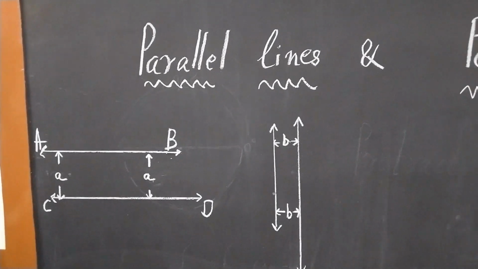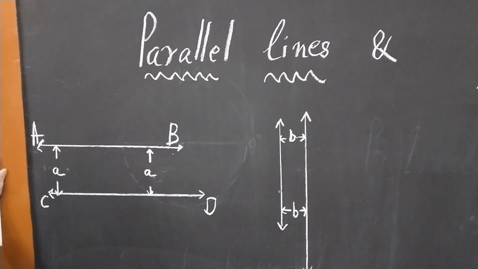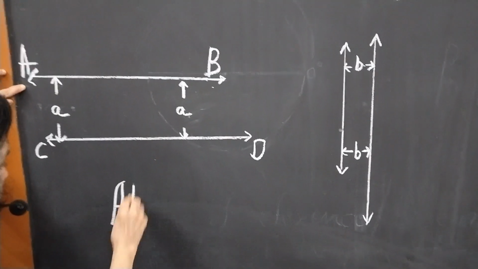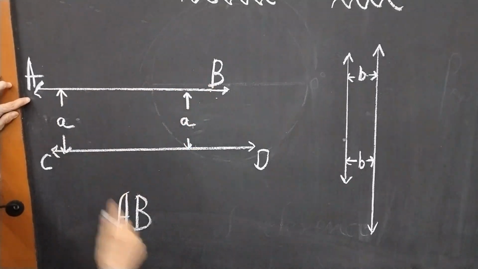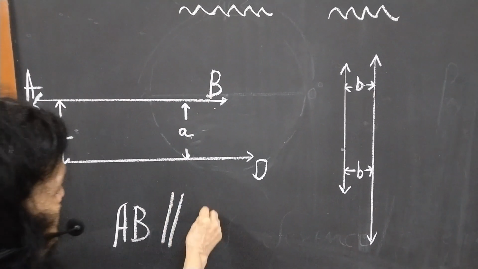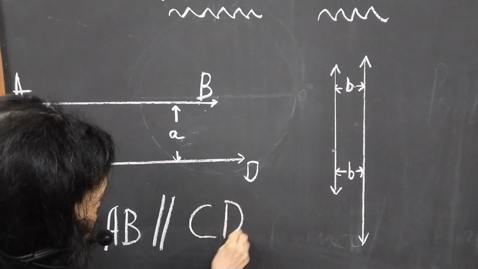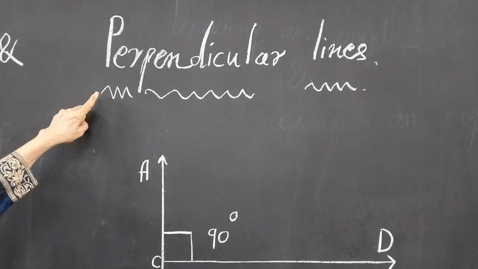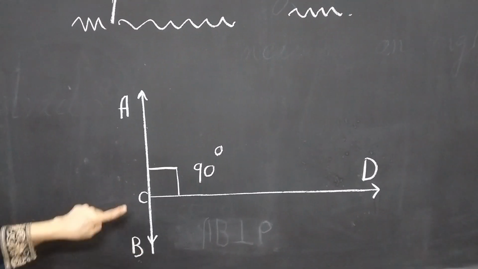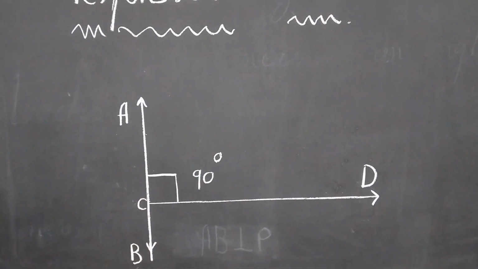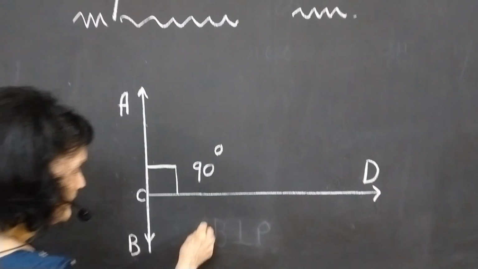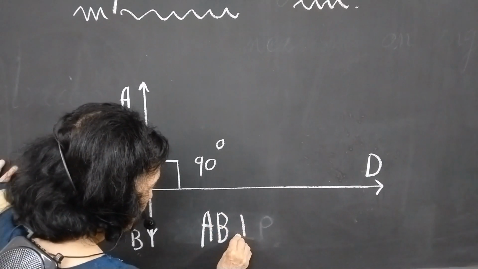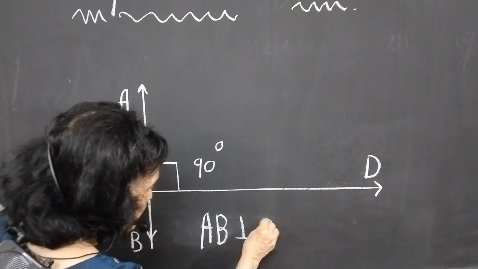Now whenever we want to write parallel lines in short, we are going to write AB parallel to CD. And whenever we want to write that line AB is perpendicular to line CD in short, we can write it this way: AB perpendicular to CD.